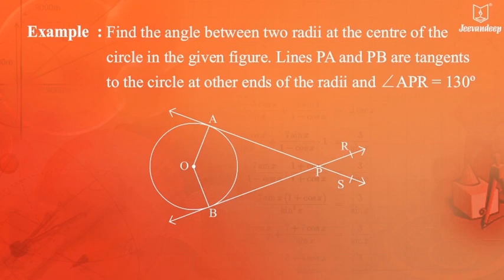Example: find the angle between two radii at the center of the circle in the given figure. Lines PA and PB are tangents to the circle at other ends of the radii, and angle APR equals 130 degrees.